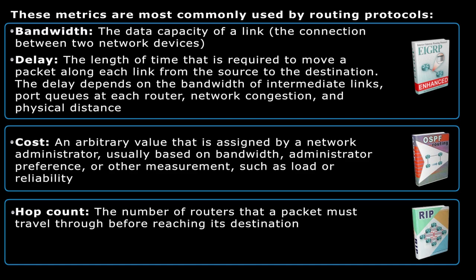And then RIP is not using bandwidth or delay or anything like that to make its decision. It's making its decision strictly based on hop count. What is a hop count? The number of routers we have to hop through to get to our destination network. That's right, it's simply based on that. How many routers do we hop through to get to the destination?